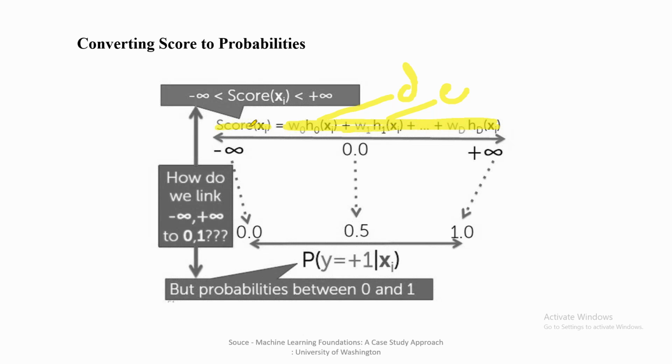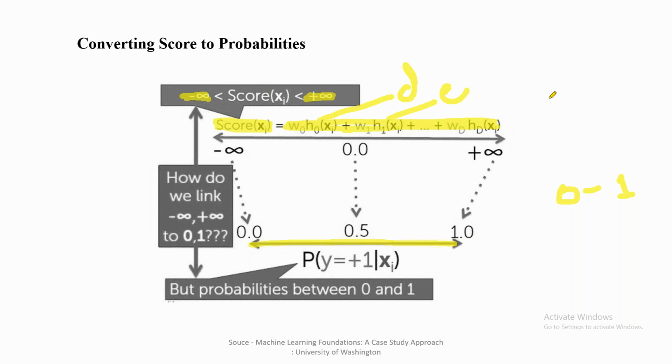Now what is the domain of this score? The domain, or what values can the score take, right? This score can take values from negative infinity to plus infinity. Now my task is to convert this negative infinity to plus infinity to the scale of 0 to 1, because I want to convert the score into probability, right? And probability lies between 0 to 1. Now how can I convert this negative infinity to plus infinity number to 0 to 1?